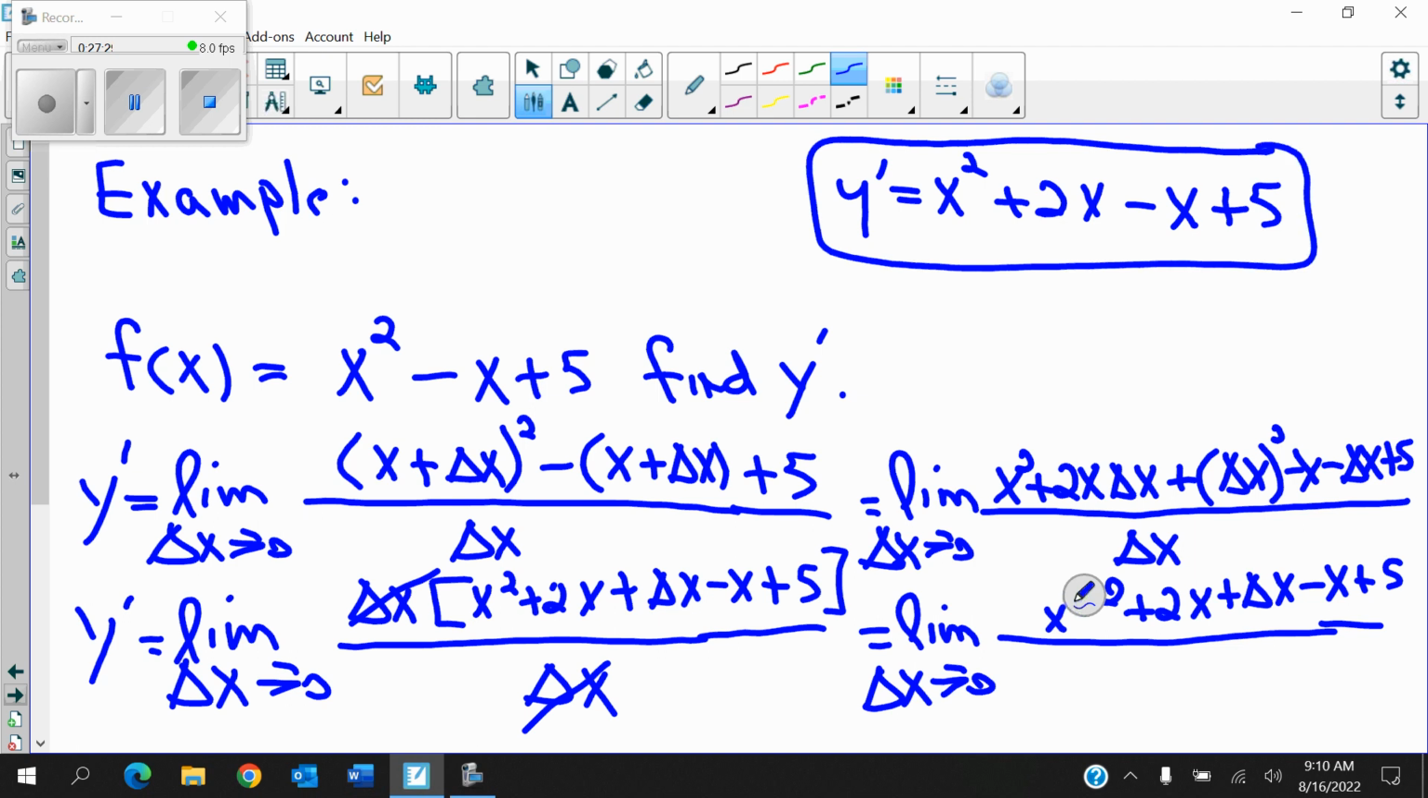So if you want to know what is the slope of the tangent line at x equals 2, it's 4 plus 2 is 6 minus 1, 5, it's 7. So y prime at 2 is equal to 7. So that's the slope at that point. At any other point, it will be different.